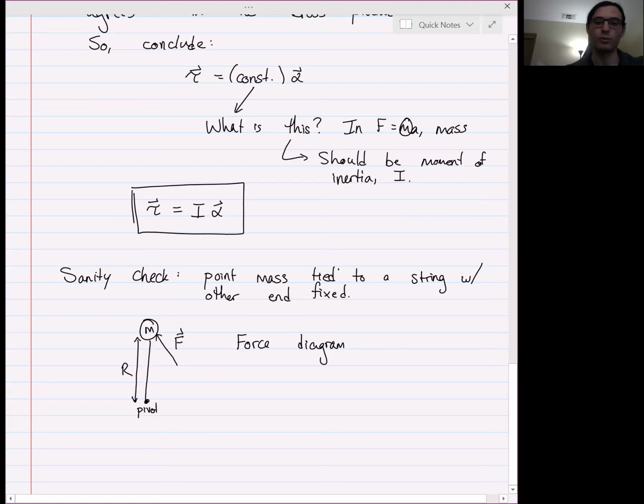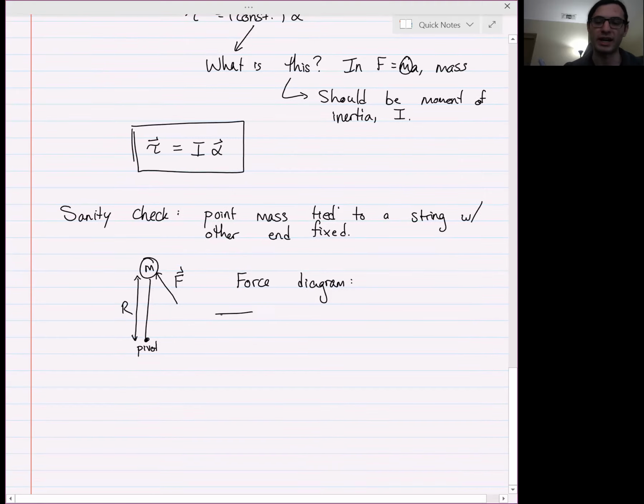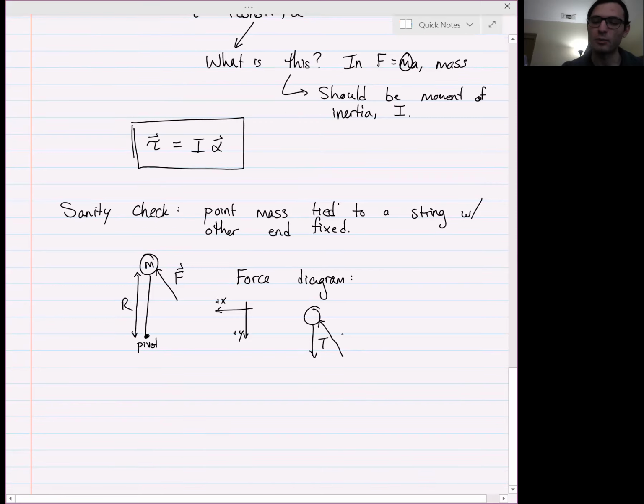particular setup would be, and I'm going to use a strange set of axes: plus y being down and plus x being to the left. So our force diagram looks something like this. We have a tension force downwards. We have a force that's pointing up and to the left. And then, oops, it's a curvy line. And then we would have this angle here, maybe we call that theta. This is F.